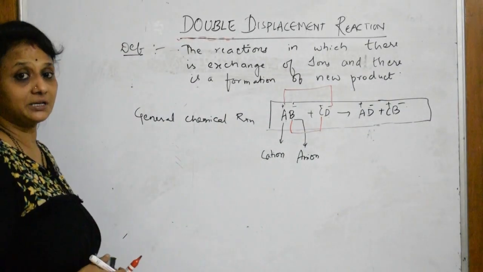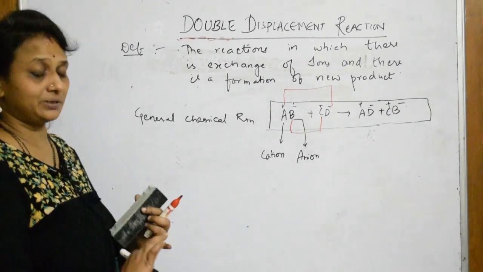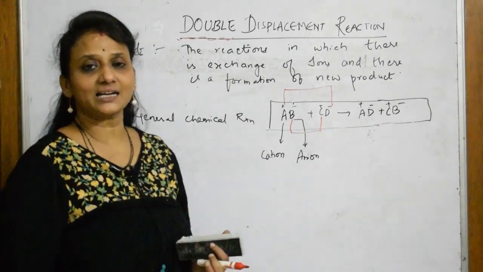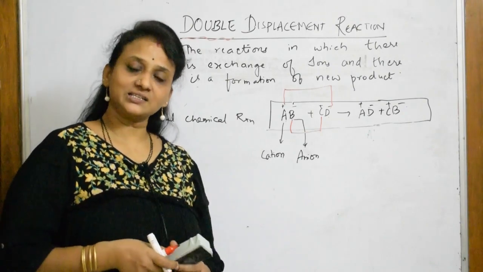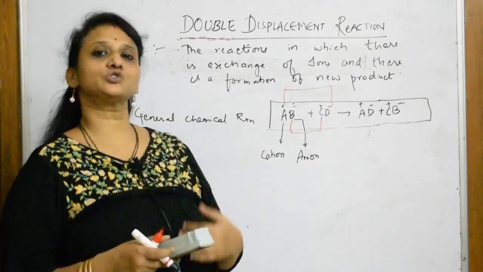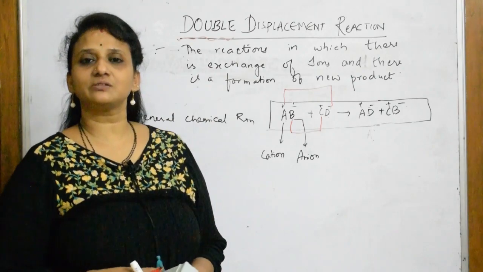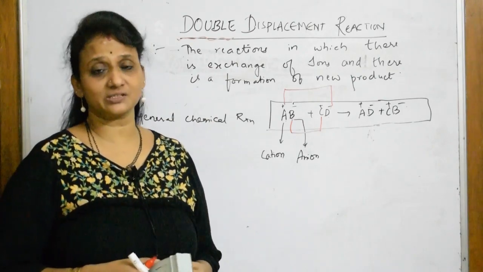I understood the general chemical reaction. Now let us take a specific example and see. There is an NCERT activity which is attached to this, that is the reaction between barium chloride and sodium sulfate. So watch the animated video which is there at the end of this discussion.